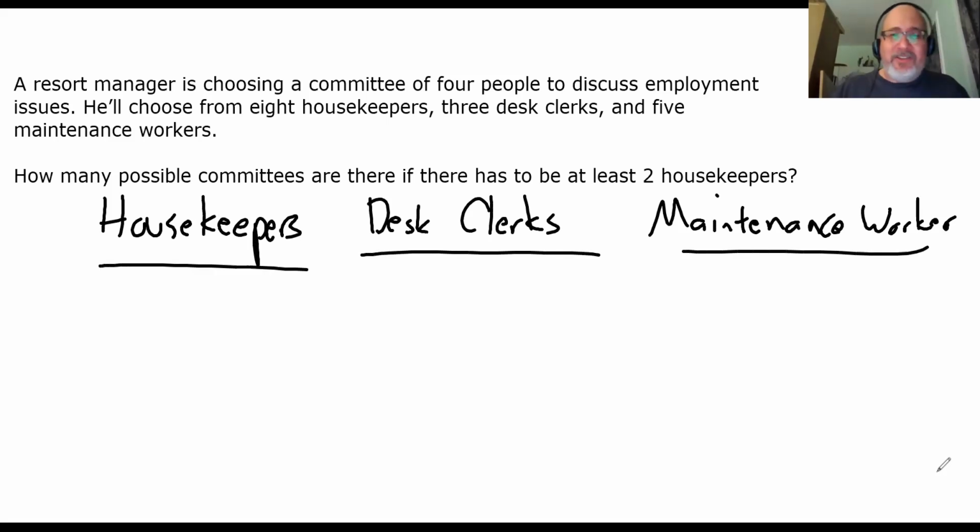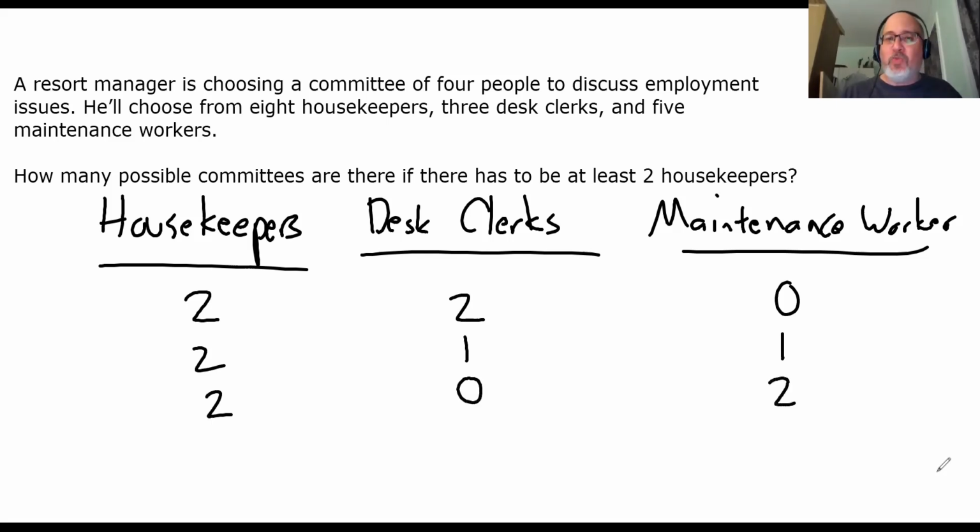Okay, so let's see how many different ways he could pick from these groups. He must have at least 2 housekeepers, so let's start with 2 housekeepers. If he wants a committee of 4, he needs 2 more people. It could either be 2 desk clerks and 0 maintenance workers. Remember, he's got to have at least 2 housekeepers. 1 desk clerk and 1 maintenance worker, or no desk clerks and 2 maintenance workers. All of those have 2 housekeepers and add up to 4.